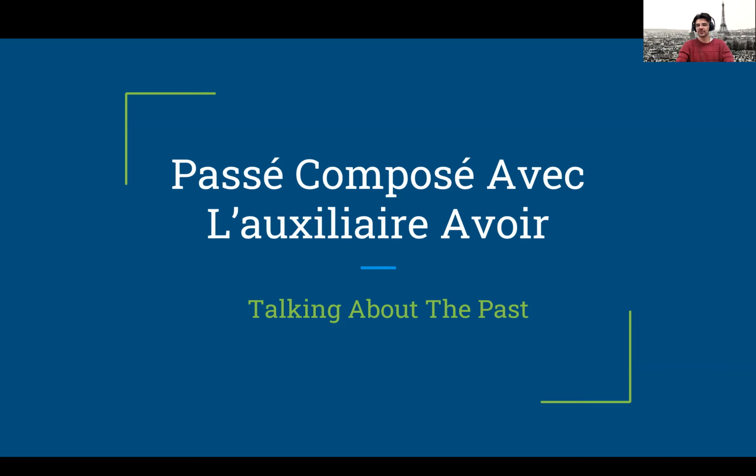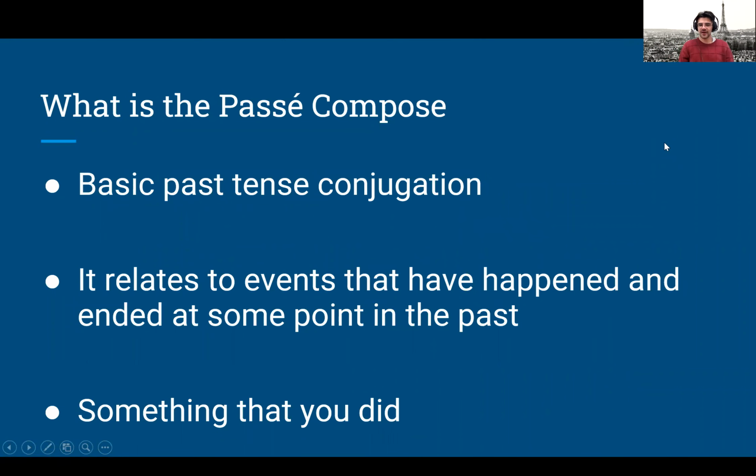Today we're going to be talking about things that you've done in the past. So we'll get it started. This is a helpful skill. All right, and so what is the Passé Composé? Well, the Passé Composé is the basic past tense conjugation. So this is basically explaining things you've done. It's an event that happened and it's over and it's not continuing because it's done. So that's basically it. These are the 3 points that I think you should take note of.